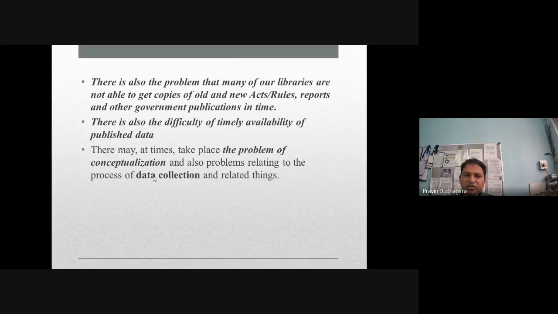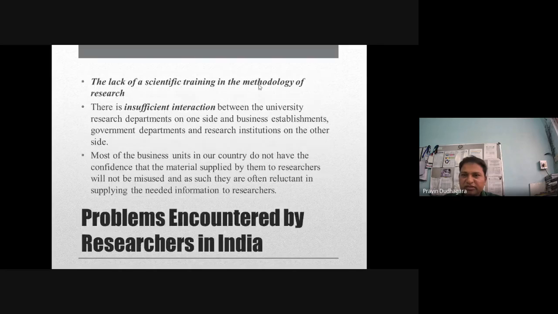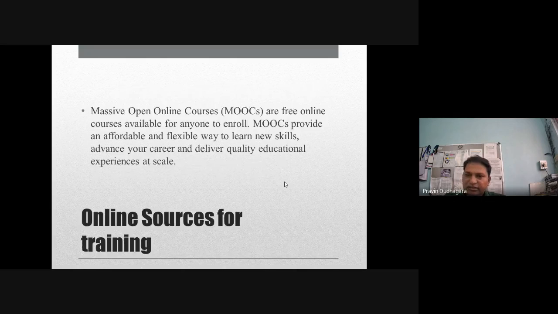However, nowadays the government has already initiated modernization of libraries, and such webinars and many other workshops are already organized by the majority of institutes. So the problem of scientific information training is now diminishing. There is also the difficulty of timely availability of published data, but the internet is now available, and the majority of colleges have subscriptions to some routine journals. There may at times be problems of conceptualization, and also problems relating to the process of data collection, as well as related things.